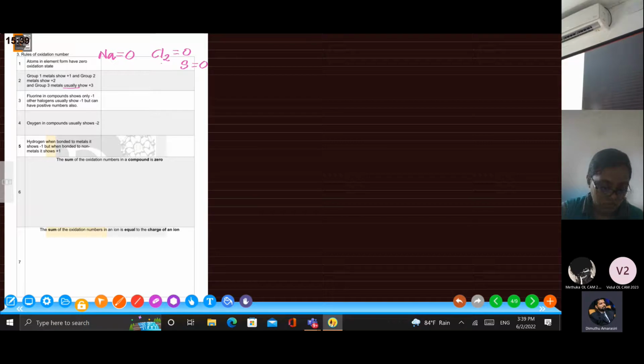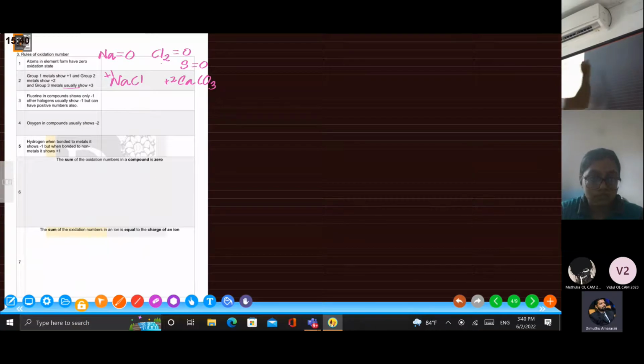For example, you see a compound called sodium chloride. No derivations needed. You straight away say sodium is what? +1. Group 1 is +1. You see a compound like calcium carbonate. It seems complicated, but calcium's oxidation state is, come on, +2. Calcium is in group 2, so you decide it's +2.